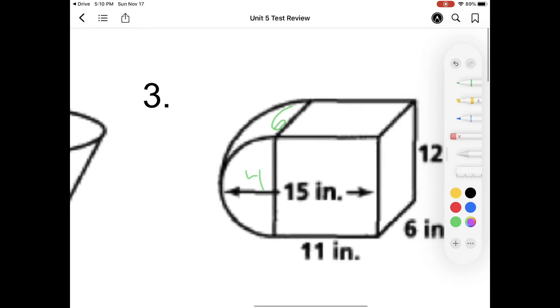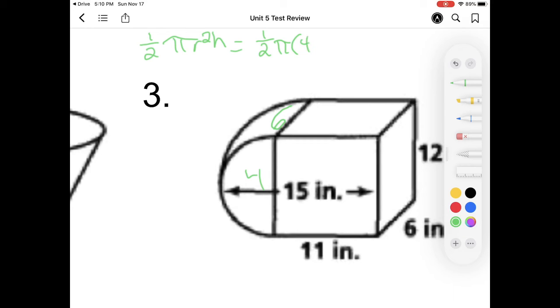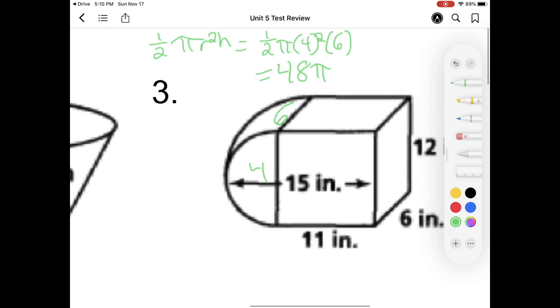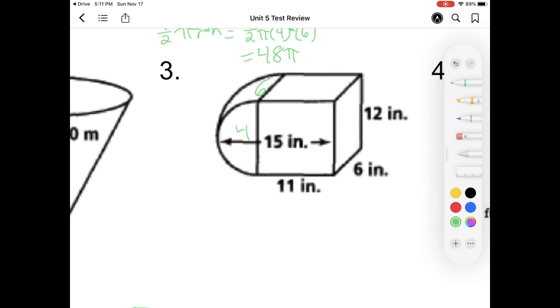So looking at our half cylinder, to find the volume of a cylinder, we still have that pi r squared h, but instead we're going to also divide it by 2, or multiply it by 1/2, either way. So substitute our values in. We have 1/2 pi, our radius, which is 4 squared, times our height, which is 6. Simplifying this, we get 48 pi. So that's going to be our volume of our half cylinder.